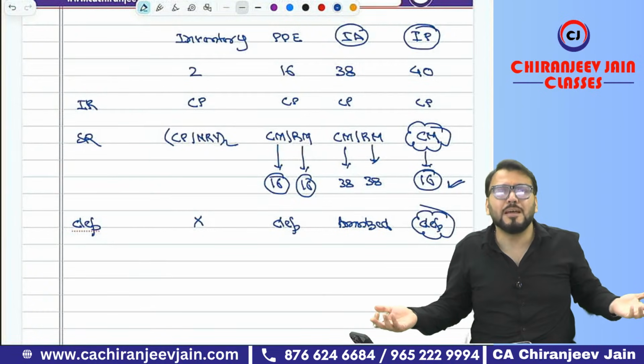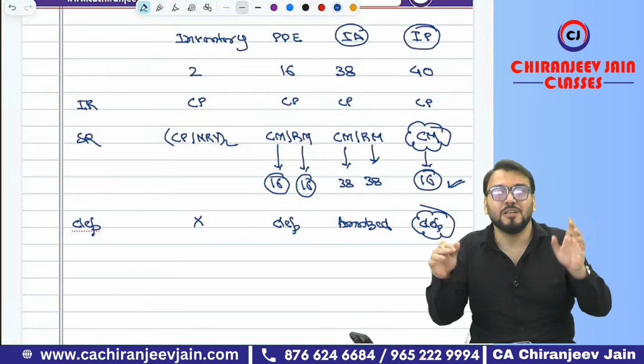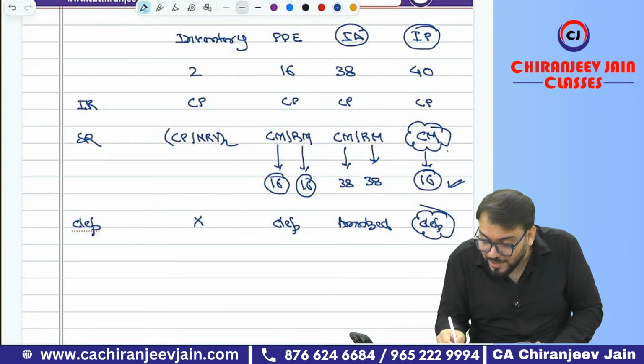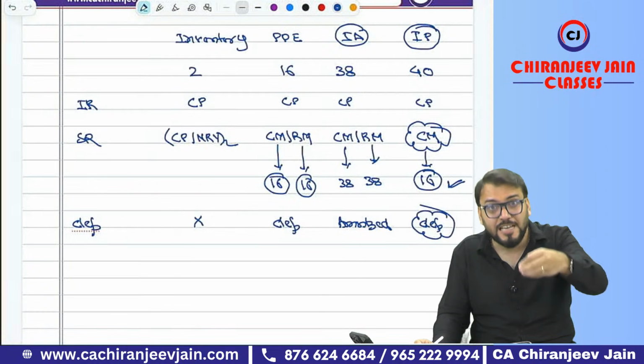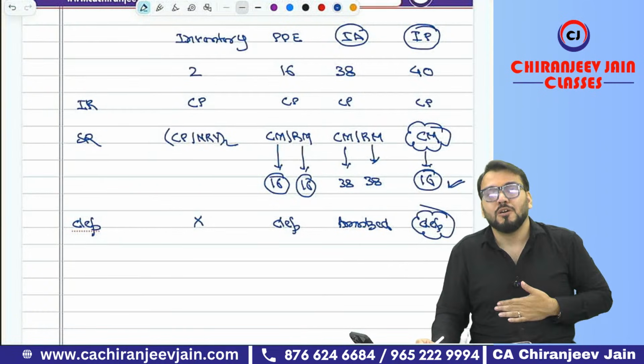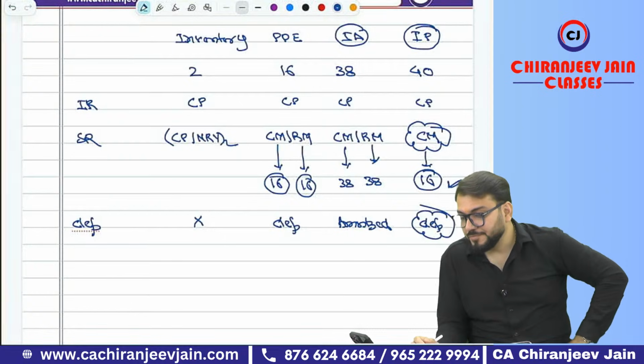Now, why do you say it is not depreciated? I have never understood. Cost model as per Ind AS 16. Ind AS 16 says what? Cost price less accumulated depreciation less accumulated impairment loss. Understood? Have you understood? Yes, sir.